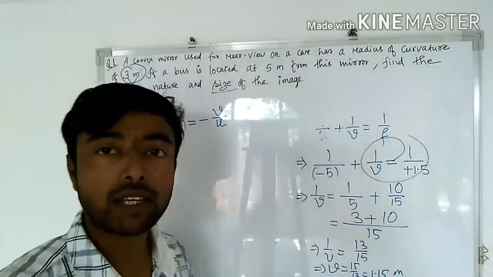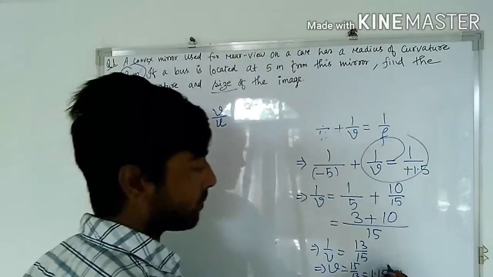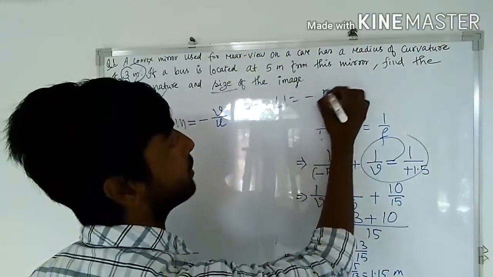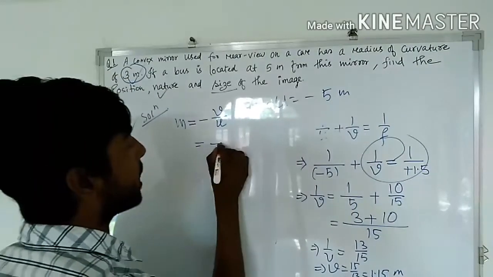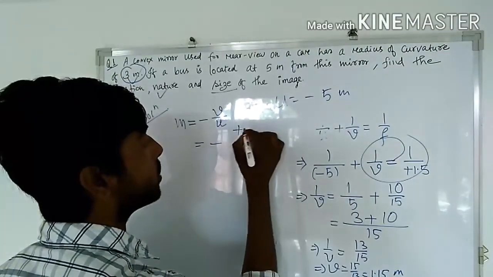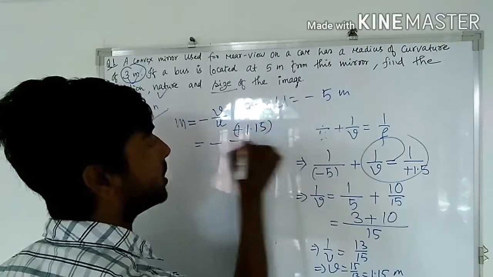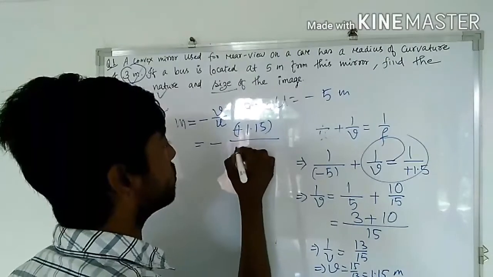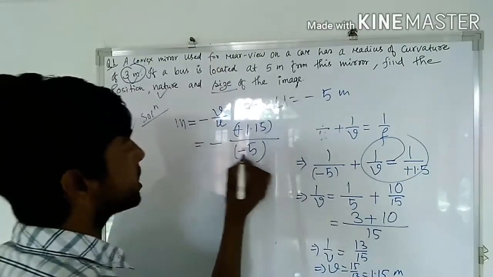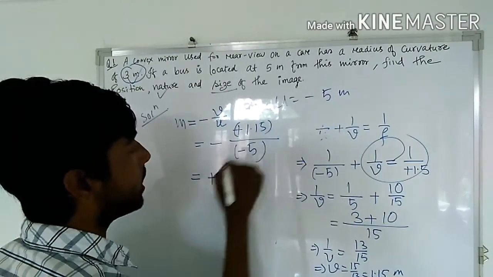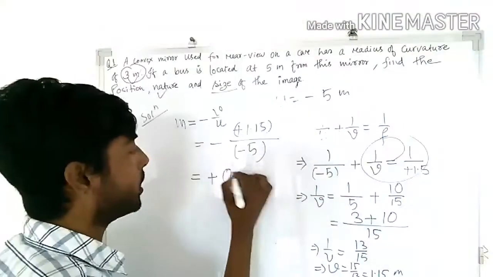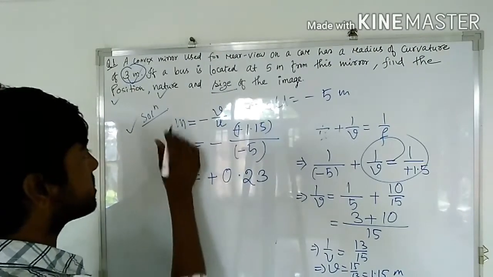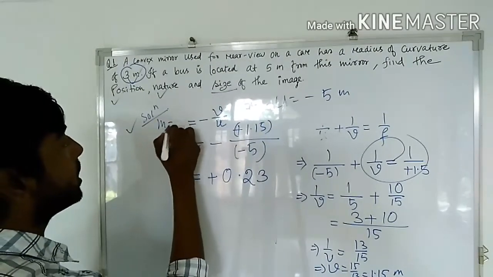M is equal to minus V by U, because the V value you have just calculated, and the U value is given. U value was minus 5 meter. Now we have to put in place of V plus 1.15, which we have just calculated, and in place of U write minus 5. Minus minus will cancel and become plus, and when you divide, you will get 0.23.